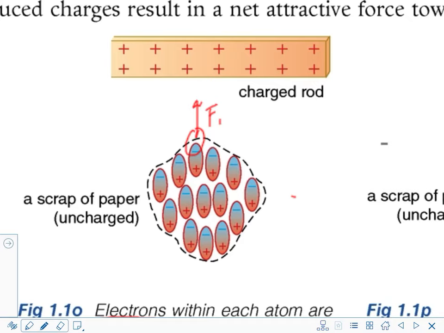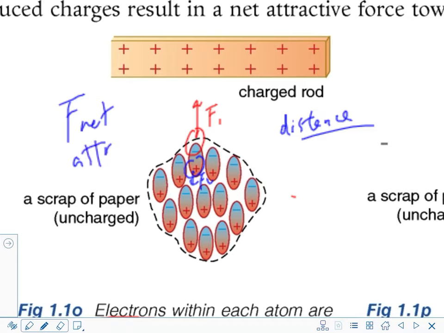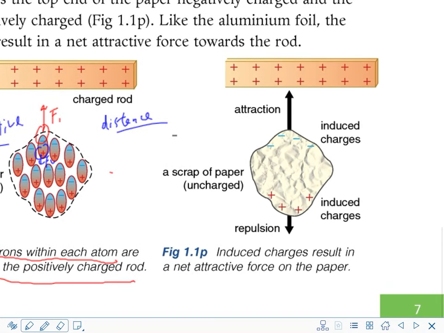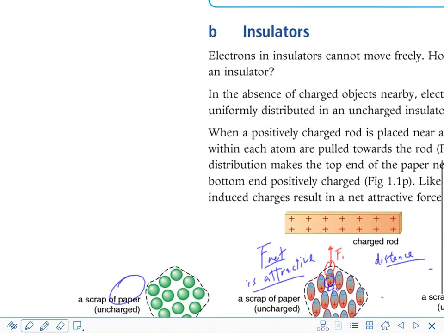So the attractive force, F1, would be greater than the repulsive force, F2, as the distance between the positively charged part and the charged object is longer than the distance between the negatively charged part and the charged rod. So the net force will be attractive. For every atom there will be an attractive force to the left, so the overall net force will be attractive.